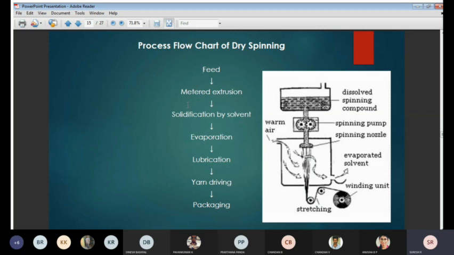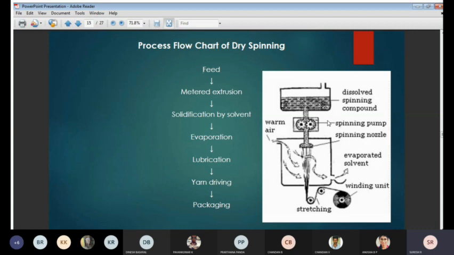After that, the pump passes it out into the spinneret. After that, solidification will be done. Solidification means conversion from liquid to solid. So after that, the evaporation of the fibers will be done. After that, the yarn is drawn, packaged, and ready.